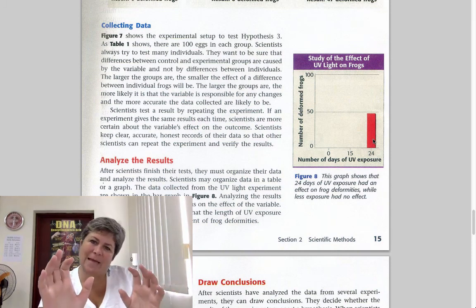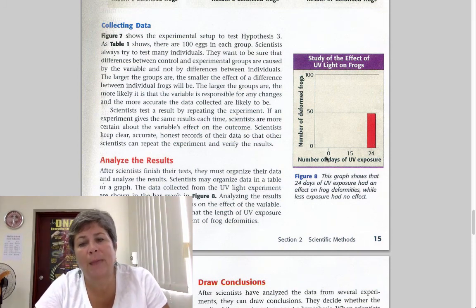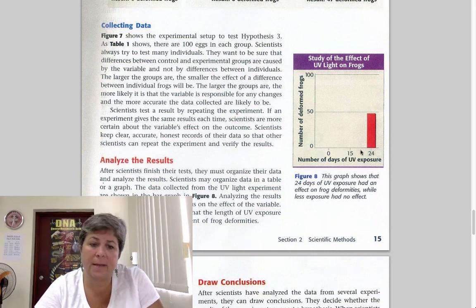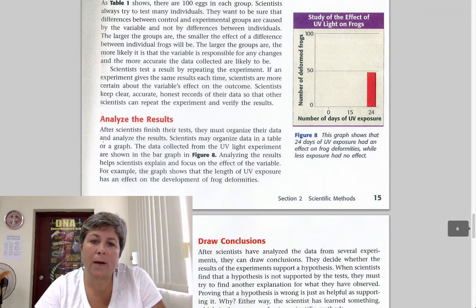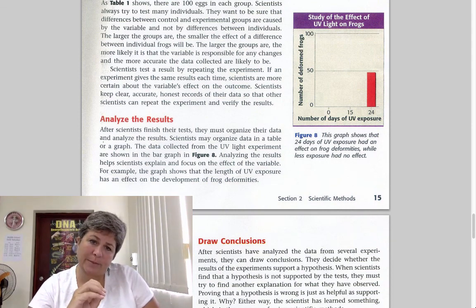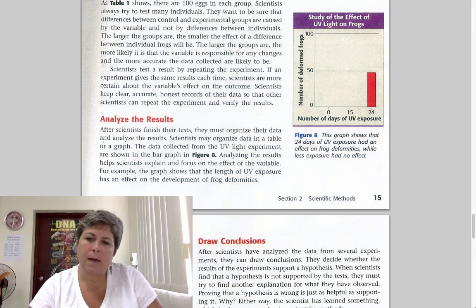So in this case they wanted to compare the groups, the number of deformed frogs per group, and it's very clear to see from this visual representation, the bar graph, that those that were exposed to 24 days of UV light have a substantial number of deformities as compared to the other two groups. In fact, the other two groups had none. Okay, so it's very important to collect data. It's very important to organize that data, and then it's really great when you can to make a visual representation of it.